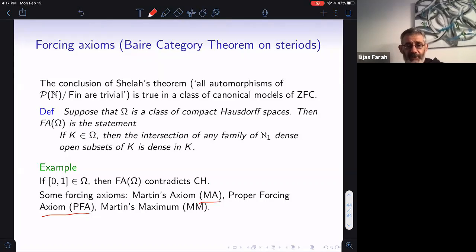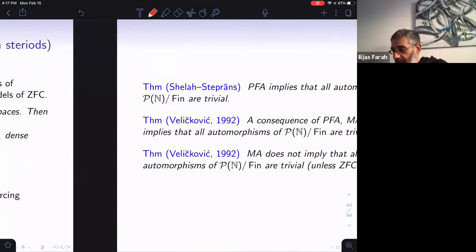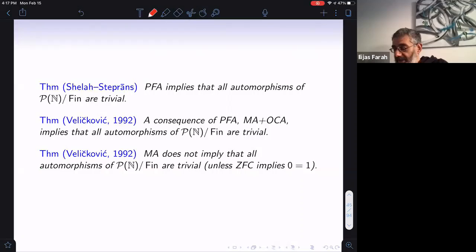I'll not be using forcing axioms directly, but I really think it is important to have the context here, because these rigidity statements about all automorphisms of this or that being trivial are really true under certain nice canonical assumptions, and those are forcing axioms.